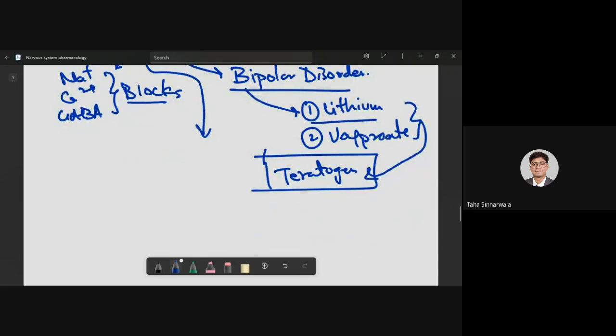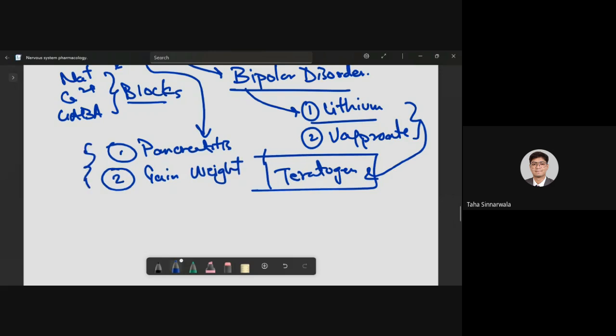However, one very interesting thing you need to remember is that valproate has two very nice side effects. The first one is pancreatitis, and then the second one is actually weight gain. Both of these for valproate.